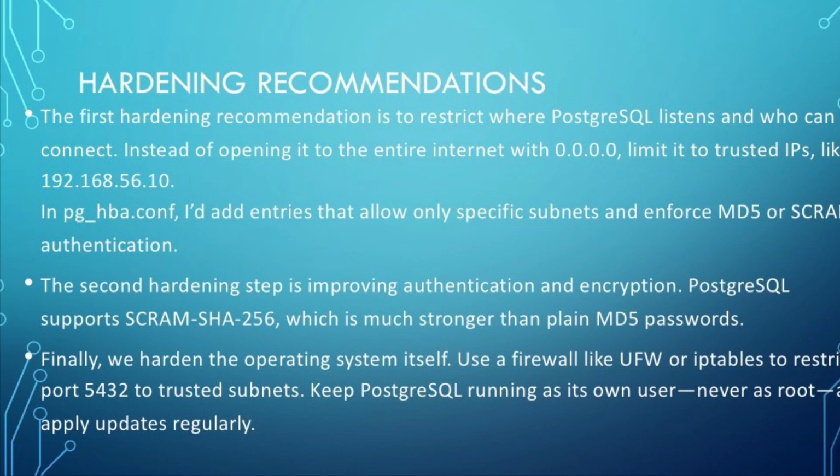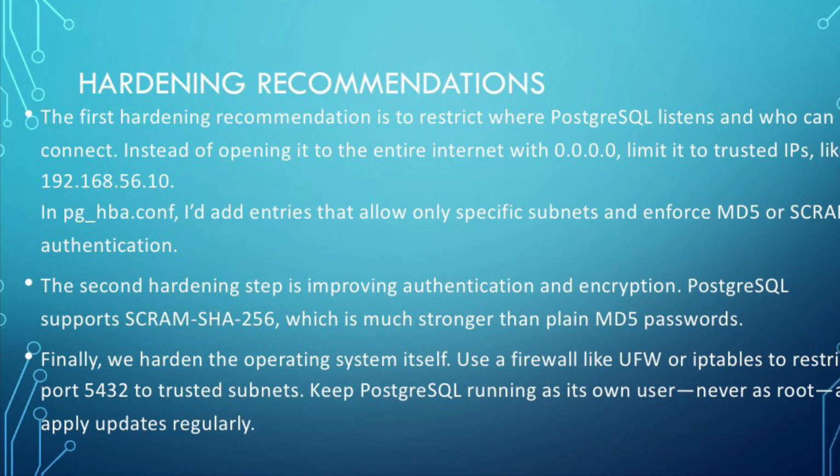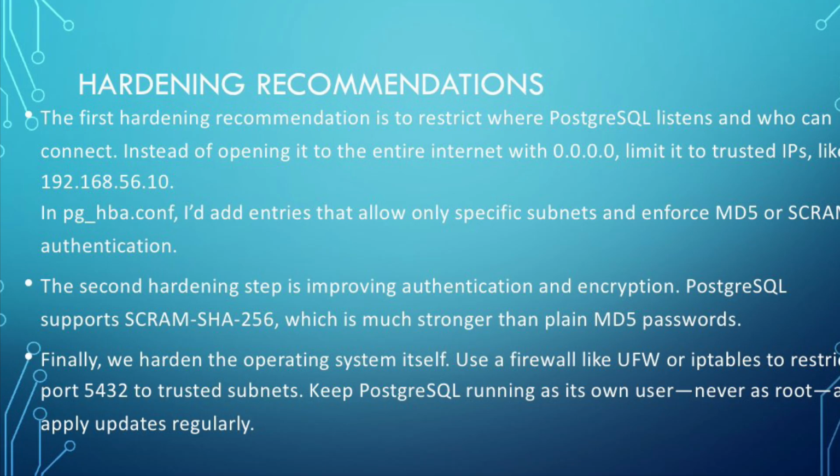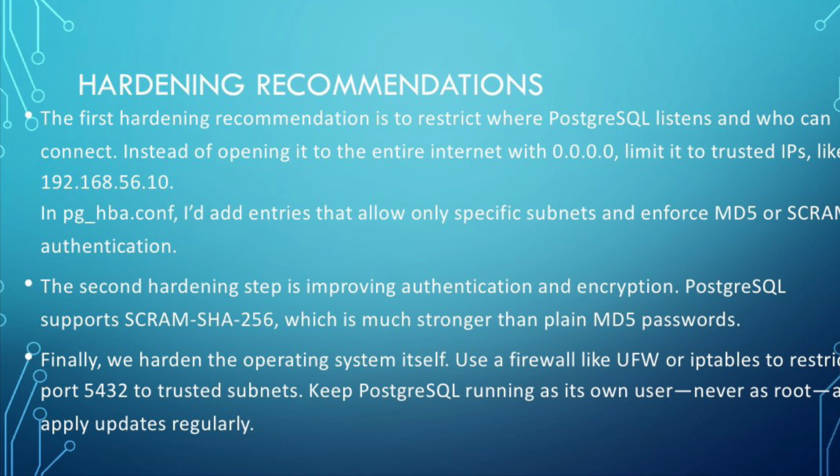In the pg_hba.conf file, I configured it so only known users from certain subnets could connect, and I enforced MD5 or scram-sha-256 authentication instead of trust. This follows the principle of least privilege. Only approved hosts and users can access the PostgreSQL database. It's like locking the doors to your data center. Only people with the key can get in.